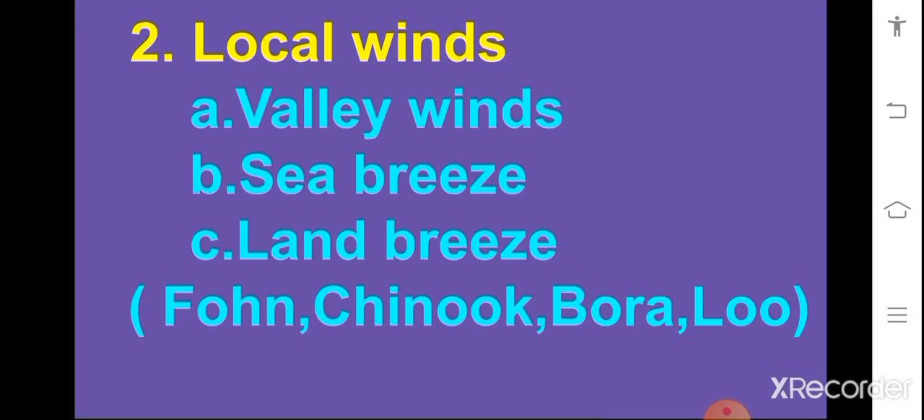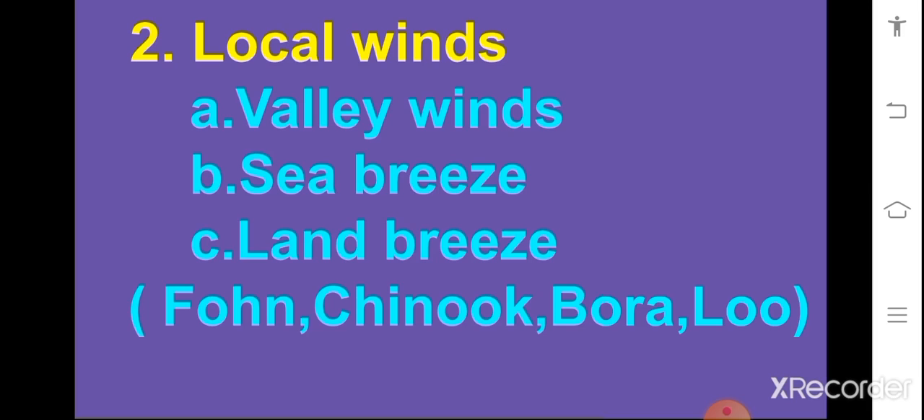Local winds, the second type of wind, we have finished valley winds. I hope you have finished the diagram of valley winds and you have written all the characteristics of these breezes. Then we are going to do now sea breeze, which is the second type of local winds. Third type of local winds, land breeze.